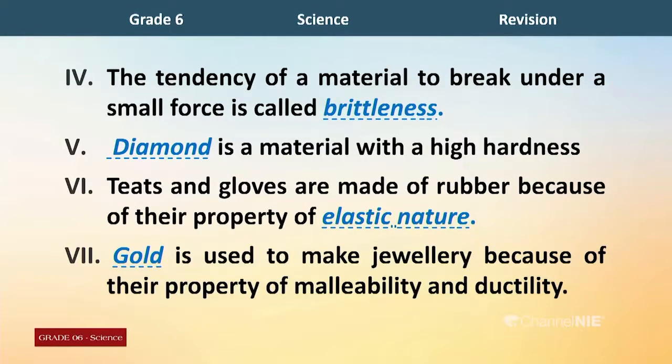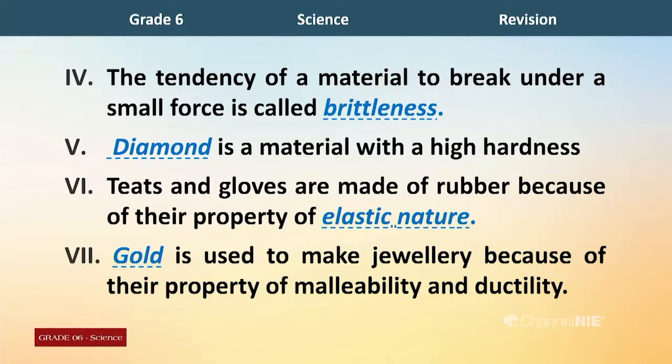Look at the fourth question. The tendency of a material to break under a small force is called brittleness. The materials like chalk, coal and sulfur have got this feature, brittleness. Diamond is a material with a high hardness. You can write iron also, but the diamond is the best answer because it is one of the hardest materials in the world.